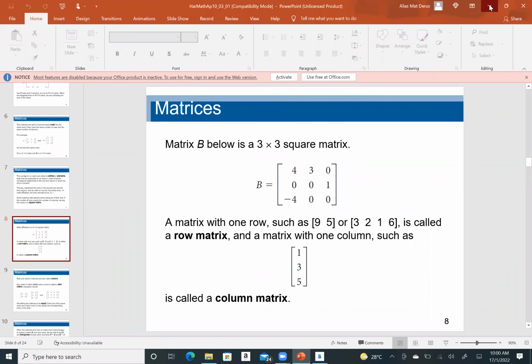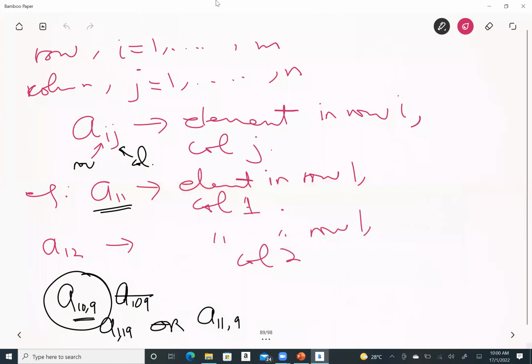Recording sudah buat, tunggu ya. Can you hear me? Volume okay? All right. So semua okay dah. All right.